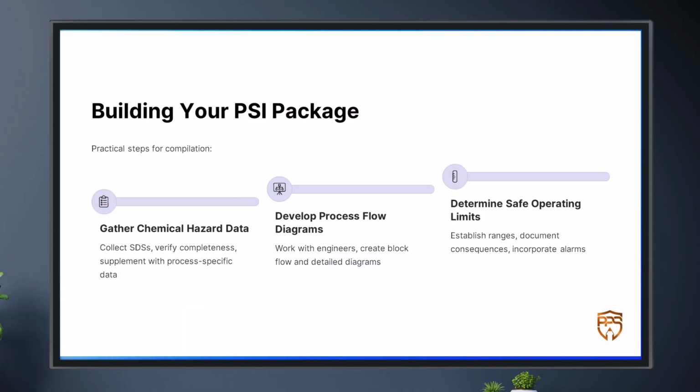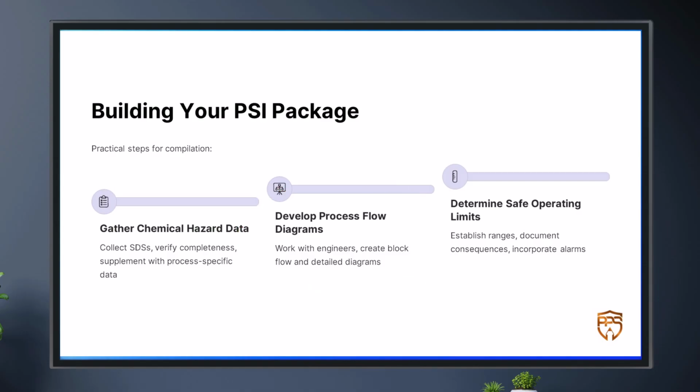The next step is to develop process flow diagrams. Work with process engineers to create block flow and process flow diagrams that show equipment, flows, temperatures, and pressures. Keep diagrams updated when modifications occur. Use software tools to maintain consistency in this step.